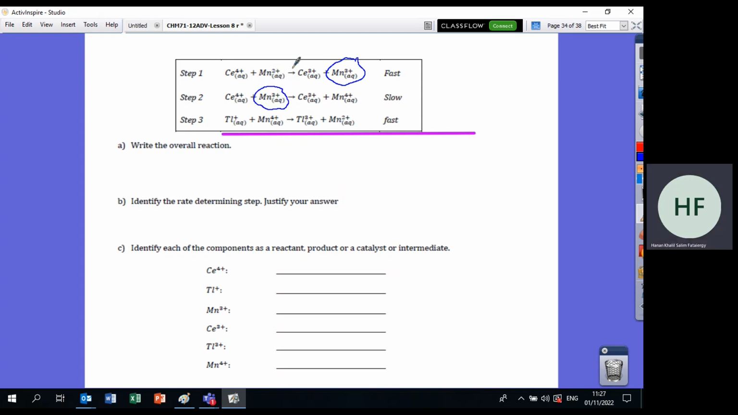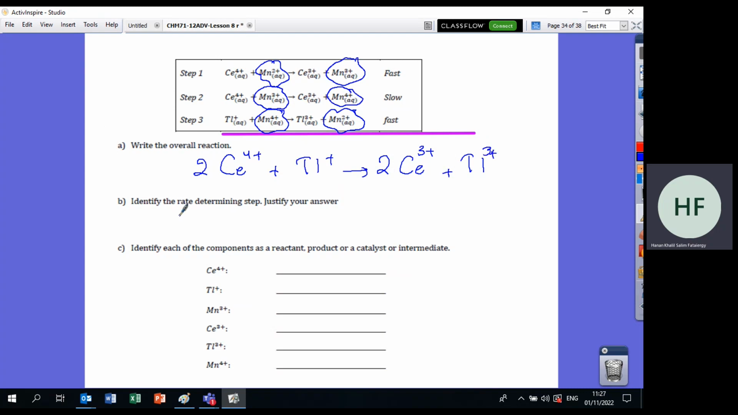Here be careful, Mn plus 2 cannot cancel with Mn plus 3. Okay, it should be the same. Here Mn plus 4 will cancel with Mn plus 4. Ce plus 4, Ce plus 4, these two cannot cancel because both of them are reactants. Okay, Mn plus 2 with Mn plus 2 can cancel. Okay, now let's see what is left. Ce4 plus, Ce4 plus, so I have 2 Ce4 plus with Tl plus. Now in the products, Ce3 plus, Ce3 plus, so I have 2 Ce3 plus with Tl3 plus.